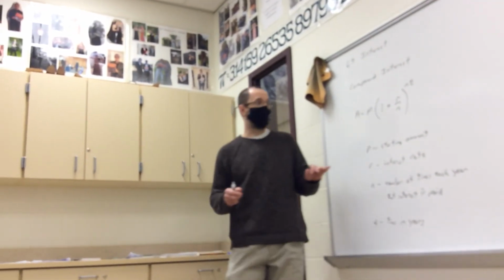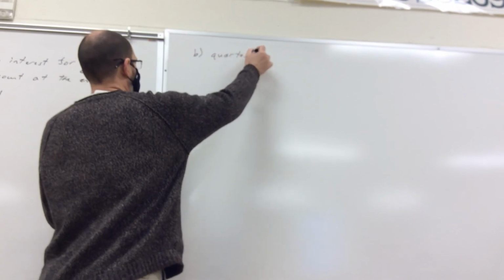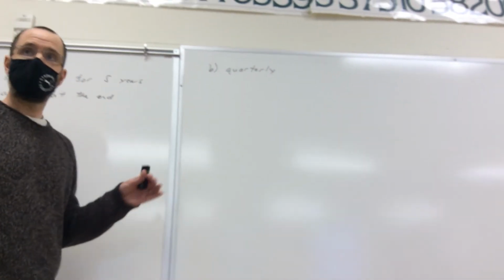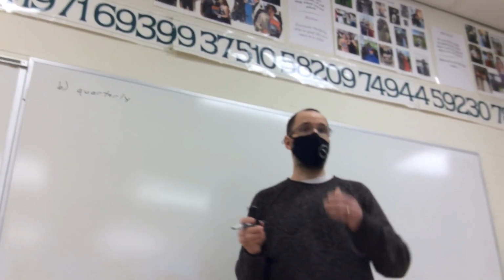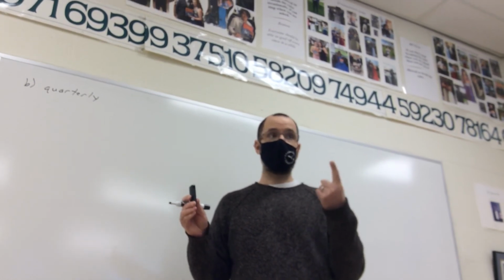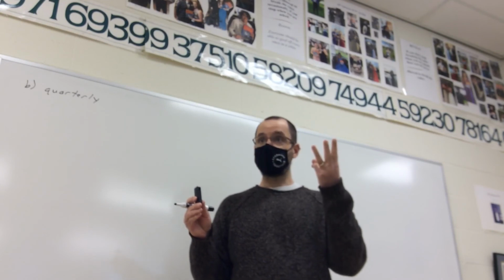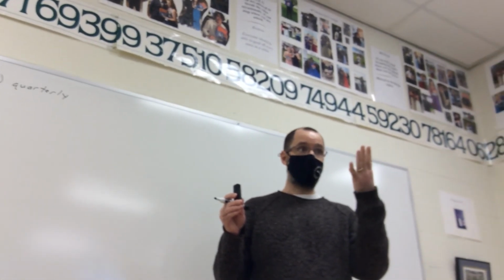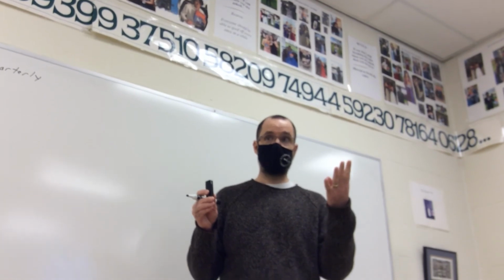Okay, so now for part B, we're going to compound quarterly instead. So that means that they're going to give you interest at the end of every 3-month period. So at the end of 3 months, at the end of 6 months, at the end of 9 months, and then at the end of 12 months. So 4 times a year. So compound quarterly means 4 times a year, so the N is 4.